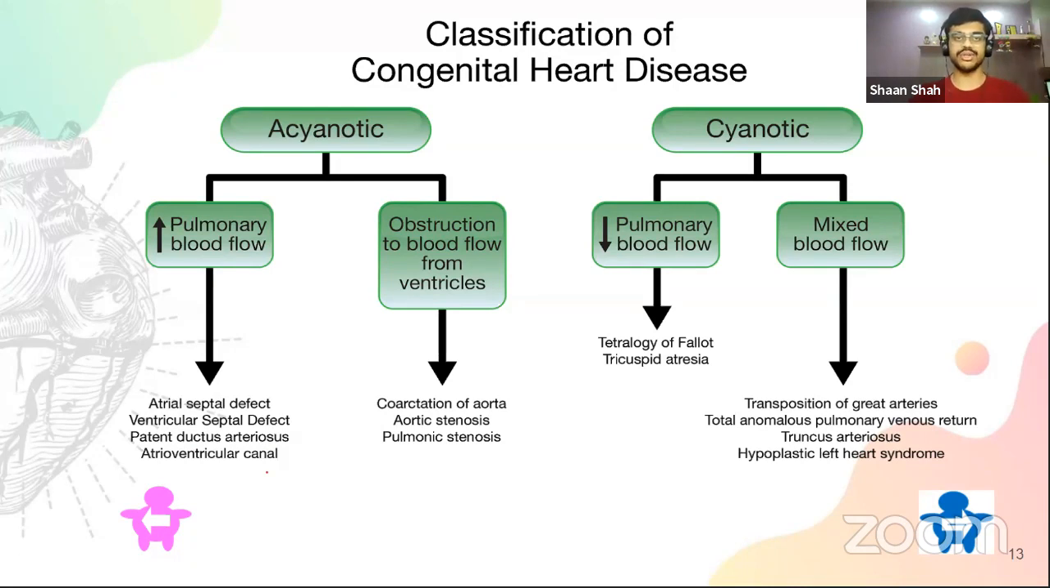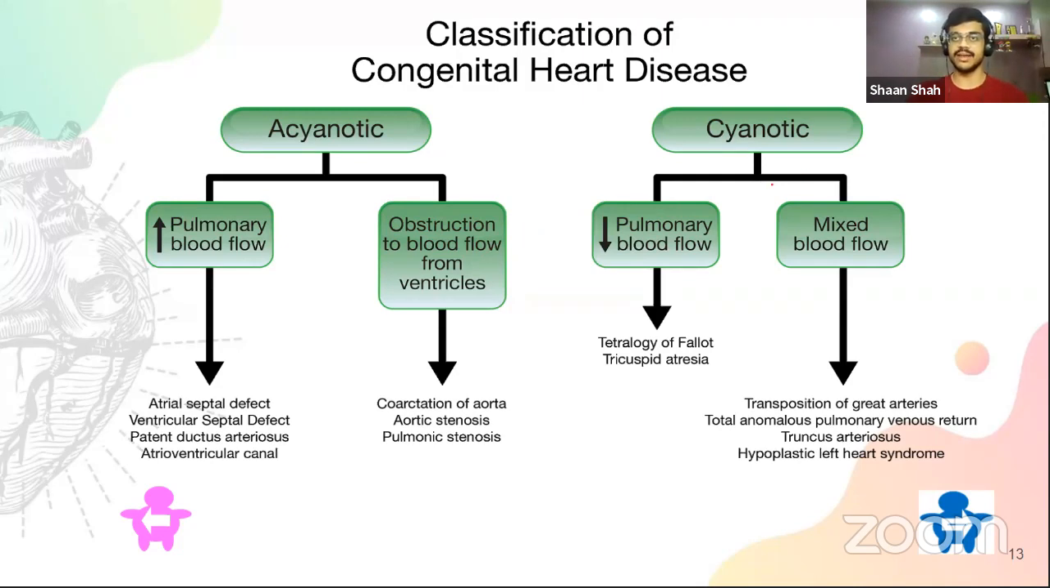And acyanotic diseases have another category that causes obstruction to the blood flow from the ventricles. So coarctation of aorta, aortic stenosis, and pulmonary stenosis are included here. Next up, we have the cyanotic heart diseases.